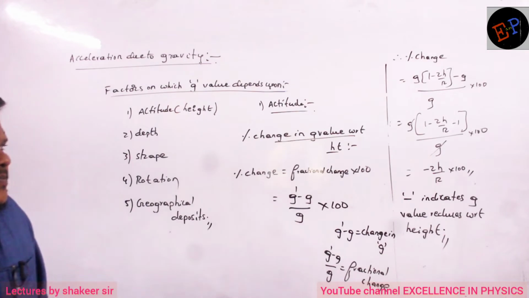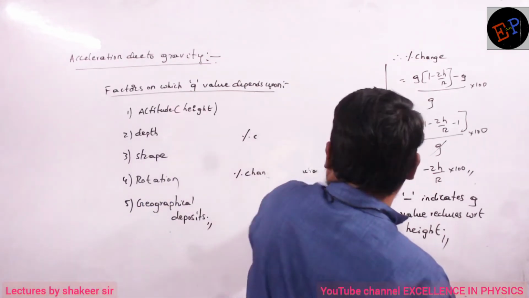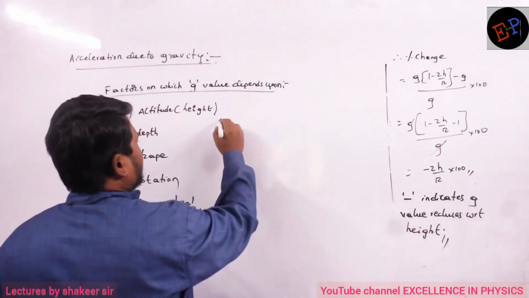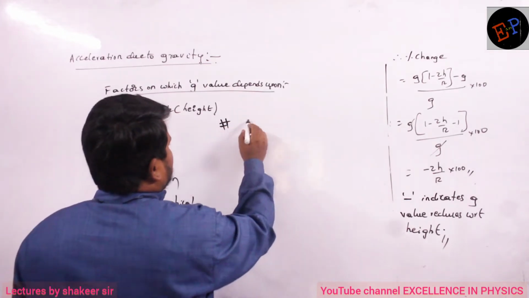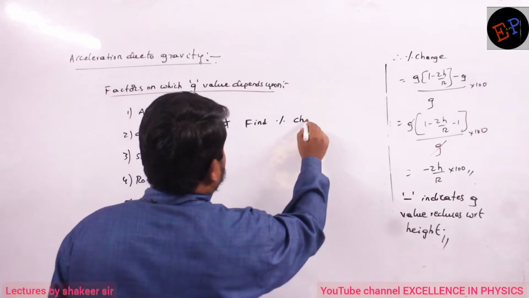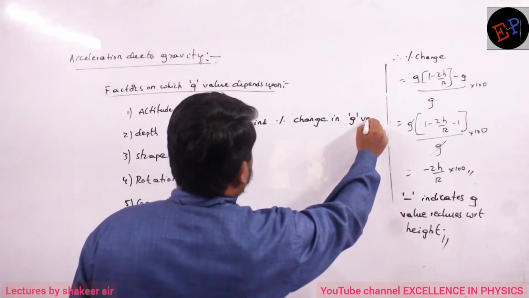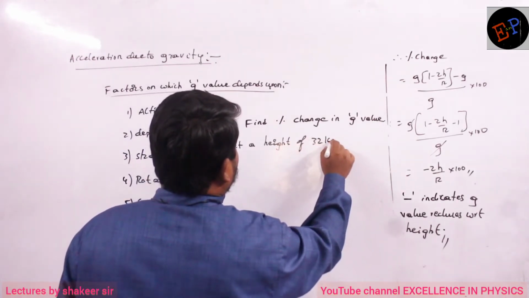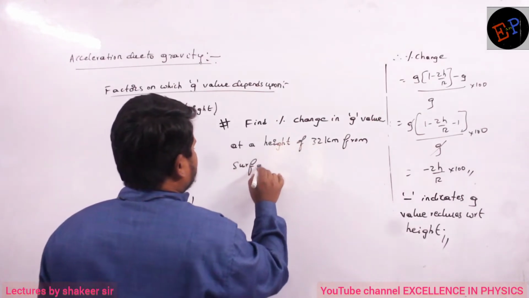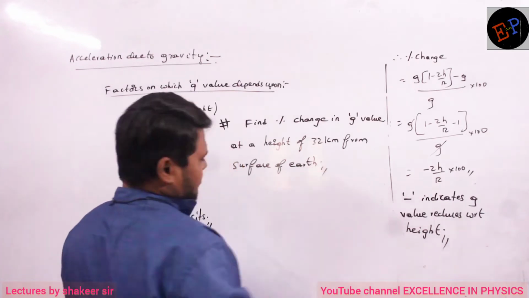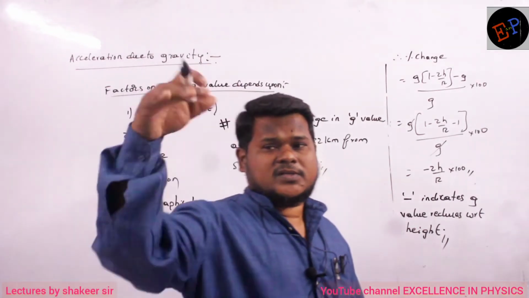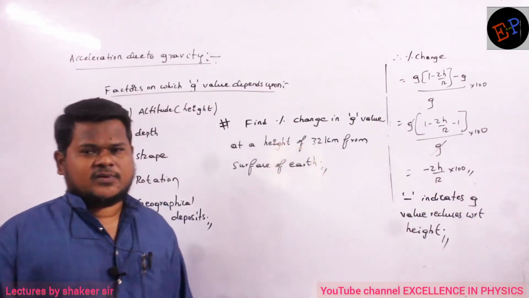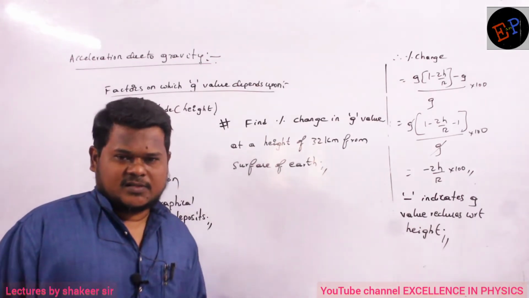Are you able to understand? So let us do a small problem based on this one. Find the percentage change in g value at a height of 32 km from the surface of earth. So if I go to a height of 32 km above the surface of earth, then at that height g value reduces by how much percentage? Radius of earth is always a constant, 6400 km.